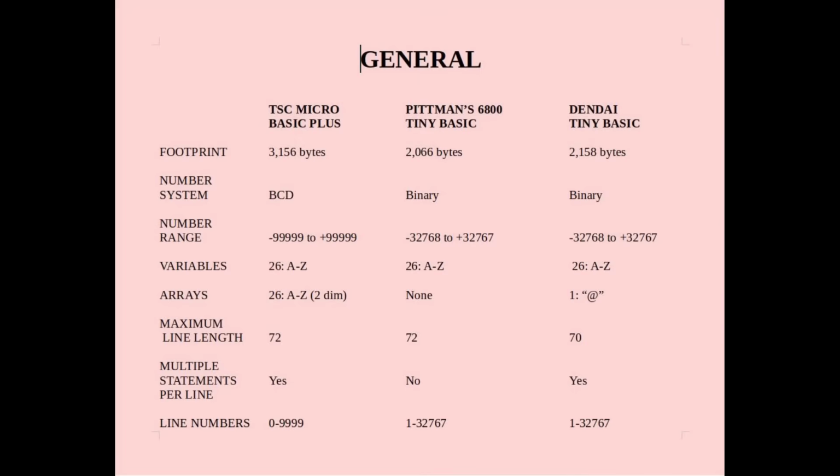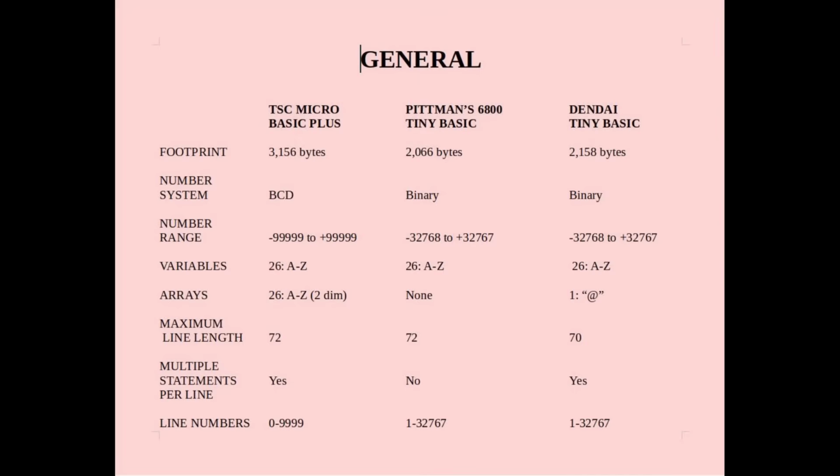And the first two, if you're in the 6800 world at all, these are very familiar. TSC Micro Basic Plus and Pittman's 6800 Tiny Basic. It's the only one of the bunch that holds to Dennis Allison's original specification for the language that had an intermediate language as part of the interpreter. Well, you can see that by footprint, it's about the same size as Pittman's, Dendai that is.